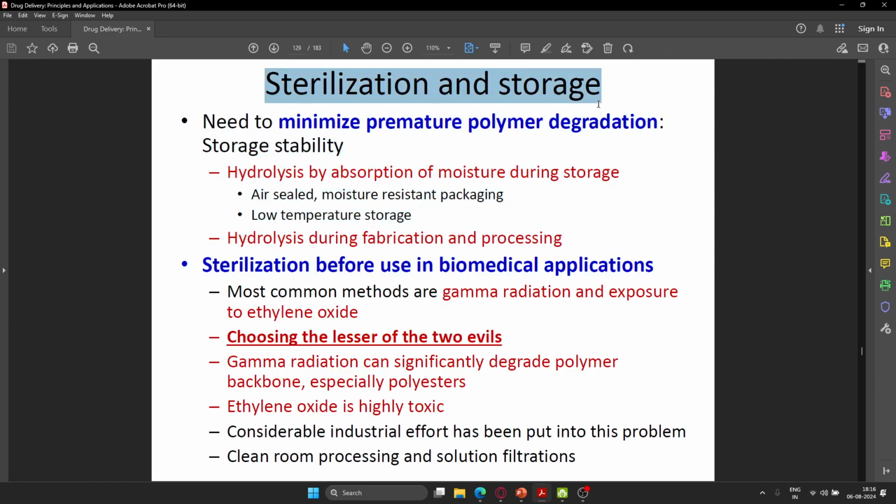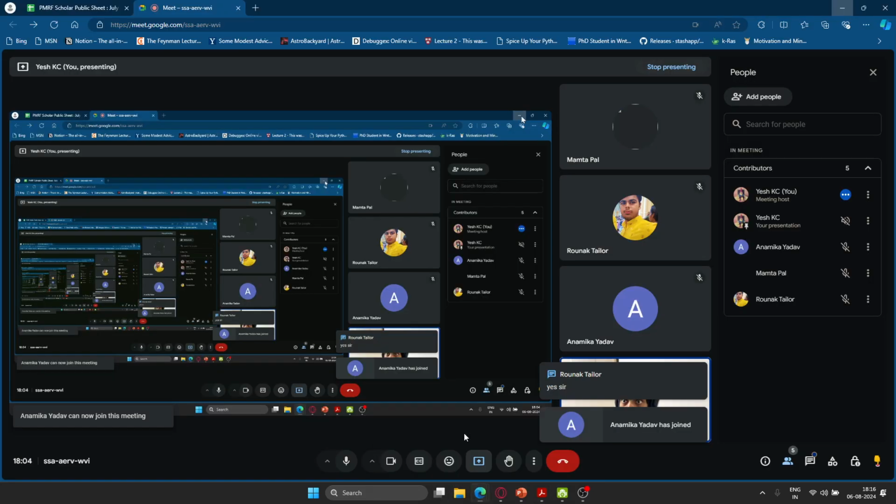You would have gone over sterilization and storage of these biomaterials. The biggest problem being, how do you sterilize them? Because you can't simply put them in an autoclave and increase the temperature. Because as we have gone over, as you increase the temperature, they'll start changing their shape, structure, they'll start deforming, right? So you would not want to do that.